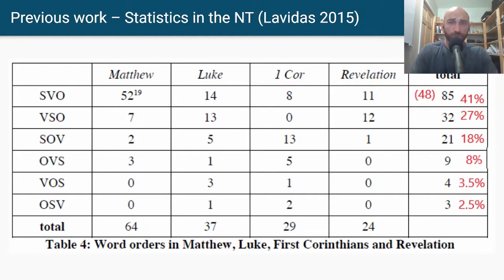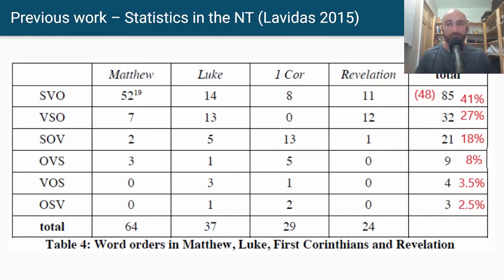For VSO, we have 32. For SOV, we have 21, which is still a pretty significant number. For OVS, we have 9. For VOS, we have 4. And for OSV, we have 3. So again, taking out most of the clauses in Matthew with the genealogy, we have 41% SVO, 27% VSO, and then the other big one is SOV with 18%, and then the OVS, VOS, and OSV make up the rest, about 13%. So this is, again, pretty similar to the data from Levitas.